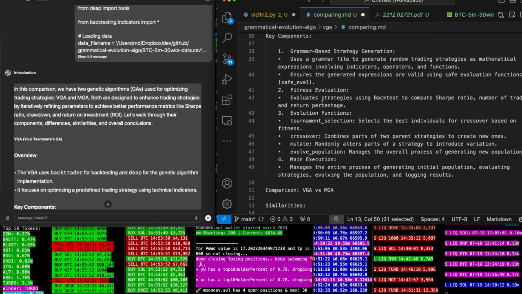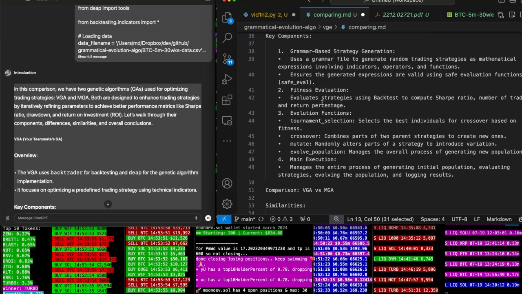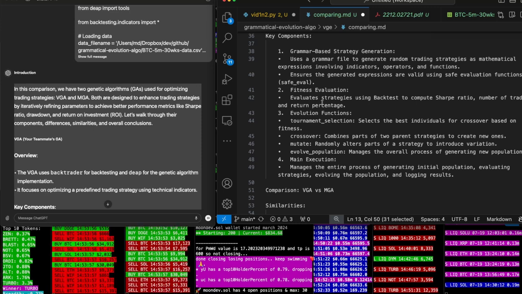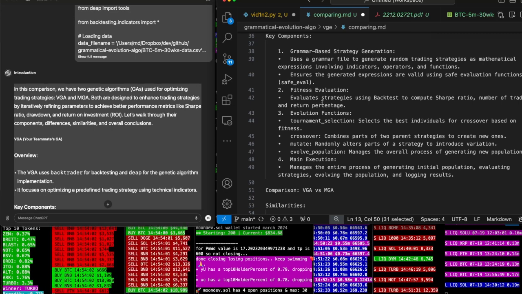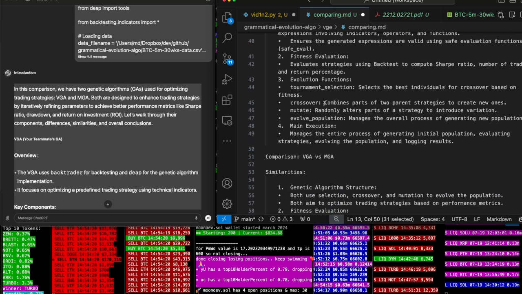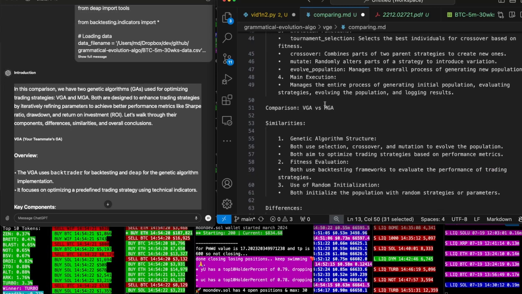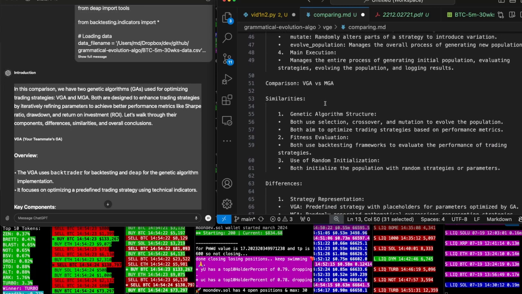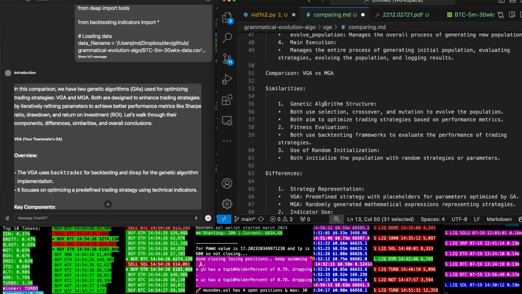Evaluation functions. Tournament style selection selects the best individuals for crossover based on fitness. Crossover combines parts of two parent strategies to create new ones. Mutate randomly alters parts of a strategy to introduce variation. Evolve population manages the overall process of generating new populations. The main execution manages the entire process of generating the initial population, evaluating strategies, evolving the population, and logging results.